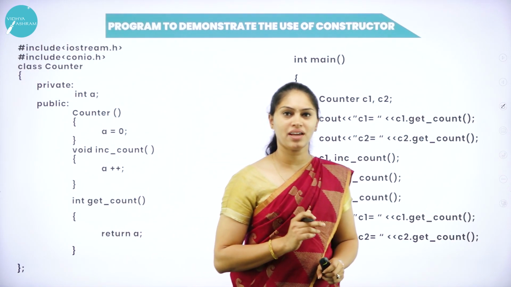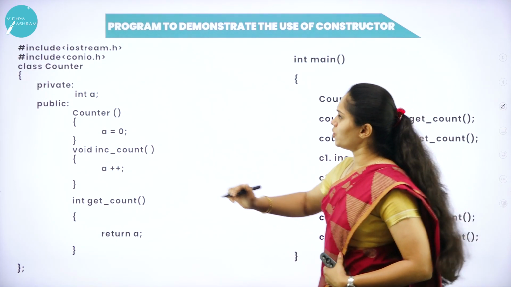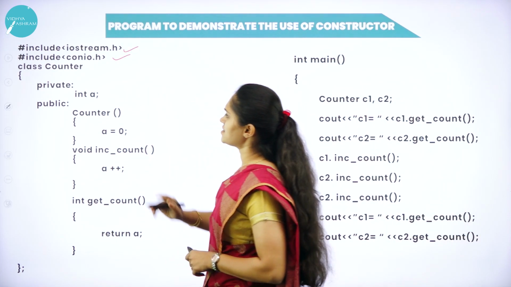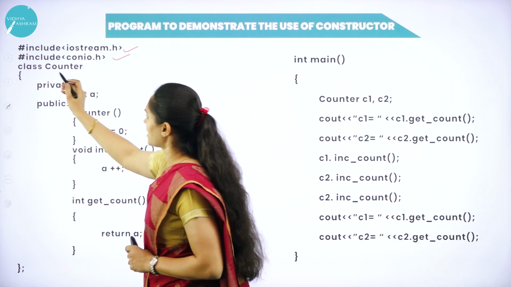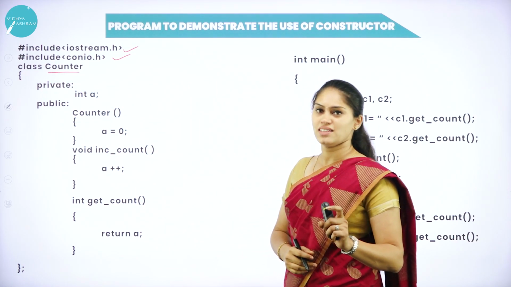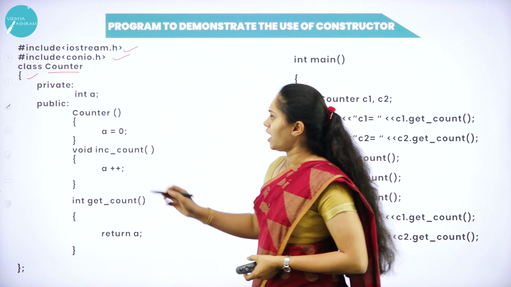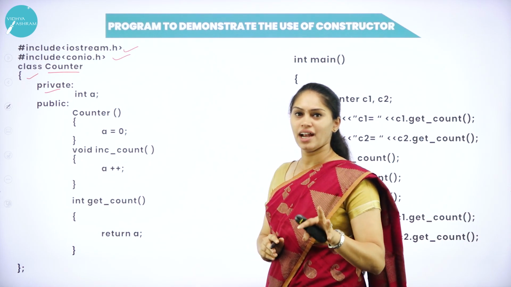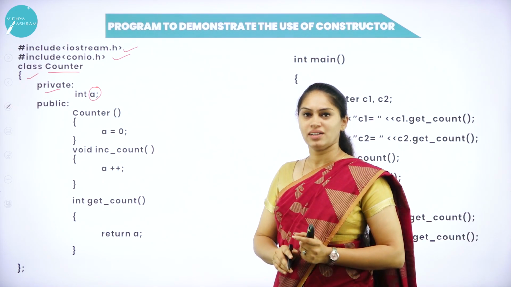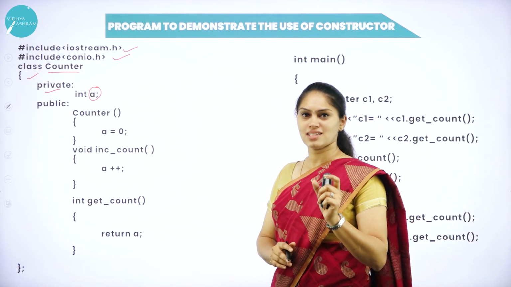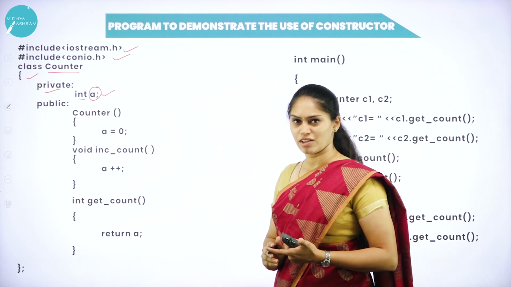We'll see one programming example in order to illustrate the usage of this constructor function. Here I have two header files, that is iostream.h and conio.h. After that I am creating a class. What is the class name here? Counter. That is counter, and this specifies the opening of a class scope. Under the private access specifier, I am creating one data member, that is A. I am declaring one variable or data member A of data type int, so this A can hold integer data.